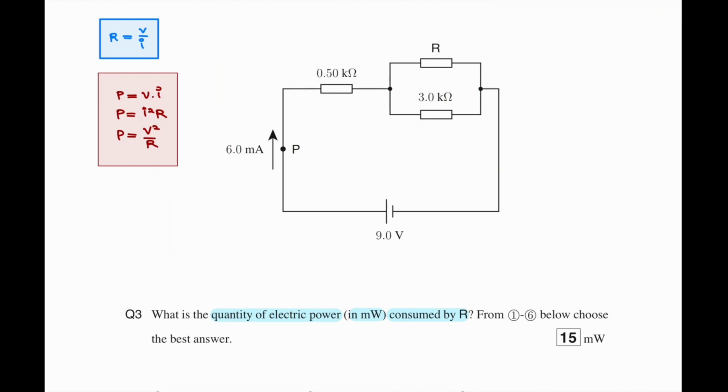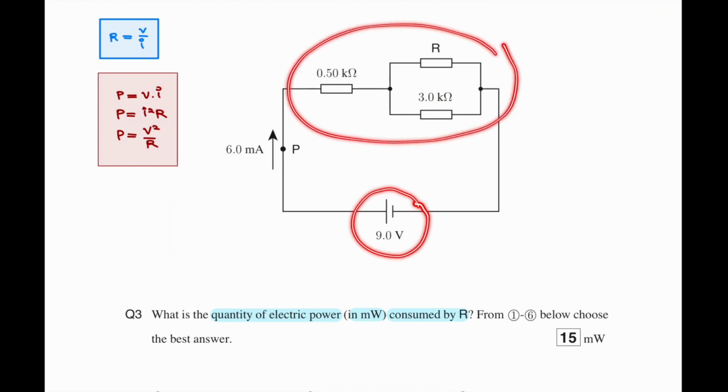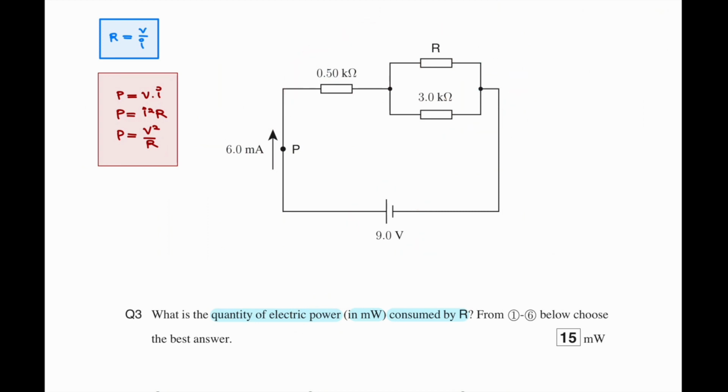So if I want to find the power in resistor R, I need the PD in this resistor and the current in this resistor. Of course, the PD is not equal to 9 volts because 9 volts is the total potential difference of this circuit. And then the current that flows through this resistor is not equal to 6 milliamperes. How do I know? Because if you see the current here, it will split up.